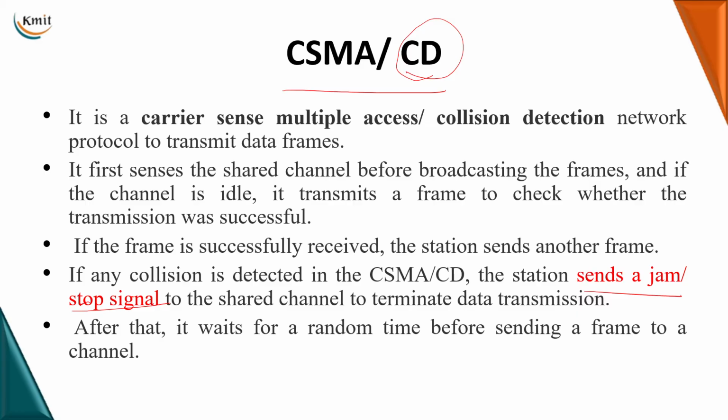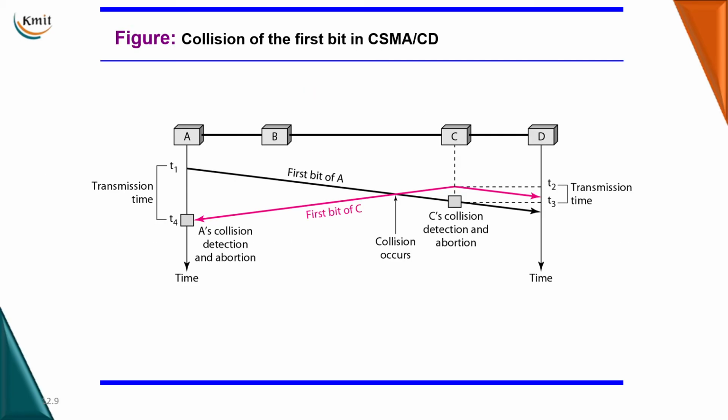When that jamming signal comes, it will wait a random amount of time and then send the frame on the channel. You can see here the collision of the first bit in CSMA/CD. As I told you, the vulnerable period is nothing but the propagation period of that particular bit of a frame. Now you can see station A has, at time T1, found the channel to be idle, so it has sent a frame.